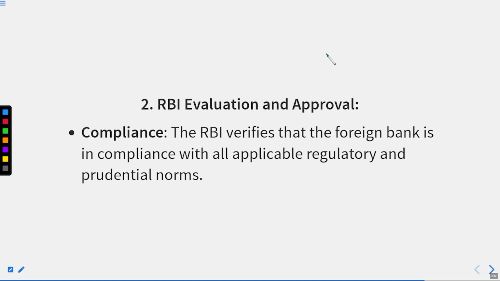Second one is the compliance. RBI verifies that the foreign bank is compliant with all applicable regulatory and prudential norms. If the bank has a past record of violations, it means that the Reserve Bank of India will not give approval easily, because the bank could expand itself and include more and more customers, and then in the near future the bank might become insolvent or bankrupt. All right.